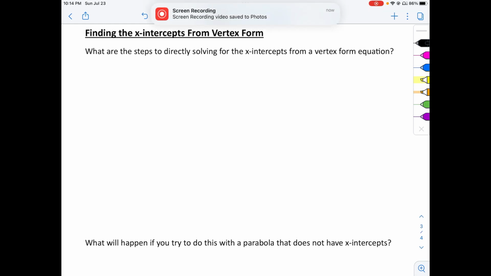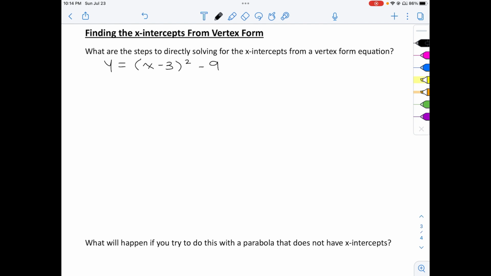Up until this point, if I were to give you a vertex form equation, for example, y equals (x minus 3) squared minus 9, and I asked you to tell me what the x-intercepts of the parabola were, likely what you would do is expand this. You would write the bracket as repeated multiplication, use the rainbow or distributive property to expand, simplify, put it into standard form, and then you would factor, which is not wrong. It just takes a long time.